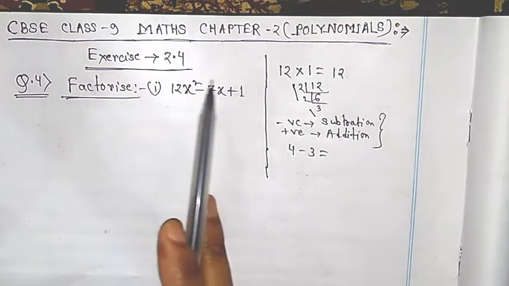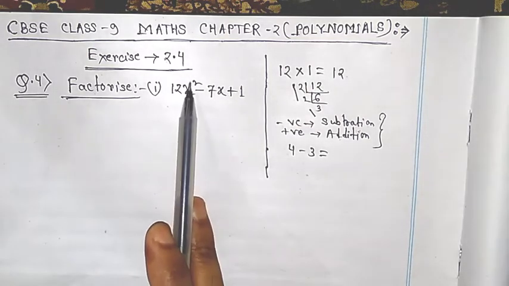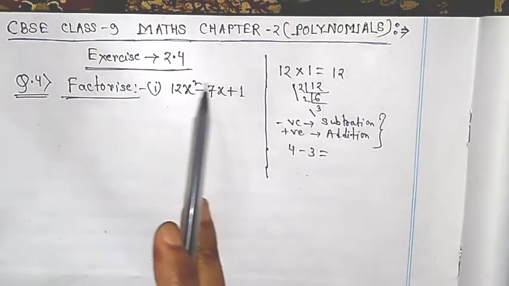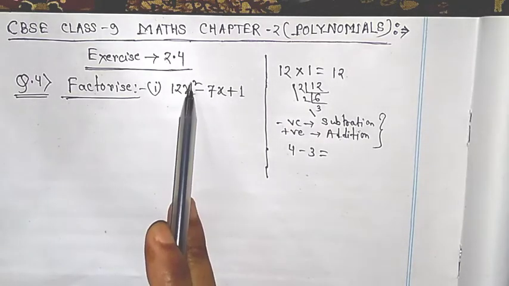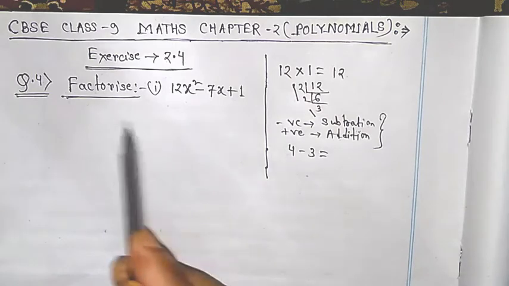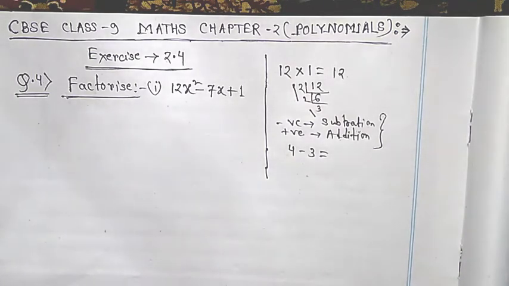First type is quadratic polynomial, that is if the power is 2, and second type is if the polynomial is cubic, that is power is 3. So first we solve this quadratic type polynomial. So how can we solve this quadratic type polynomial?